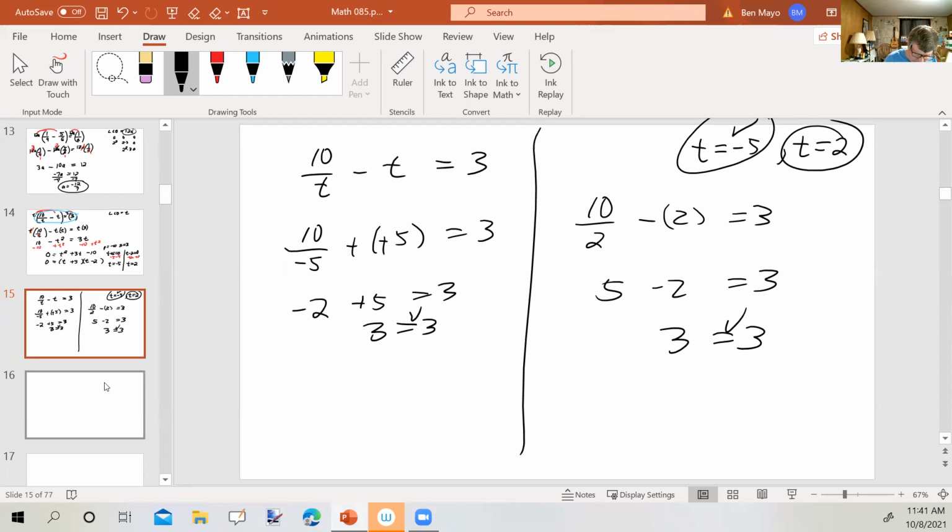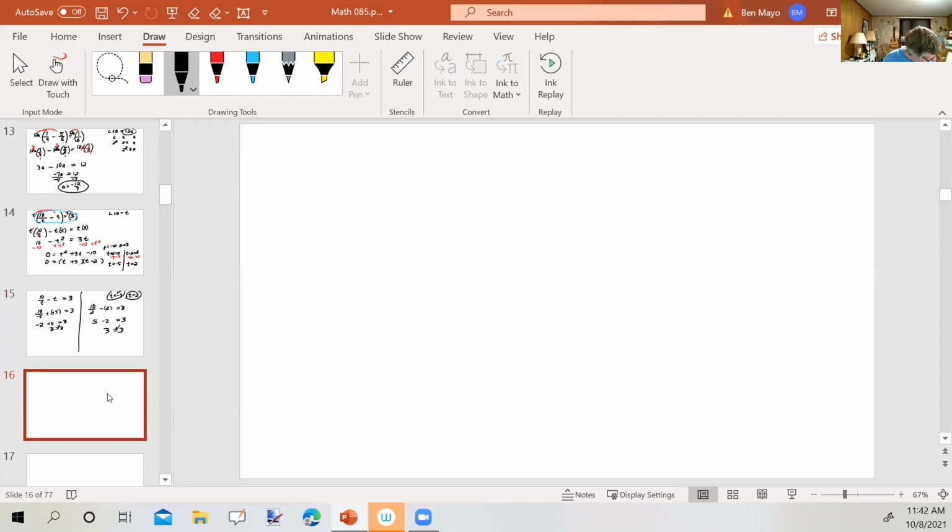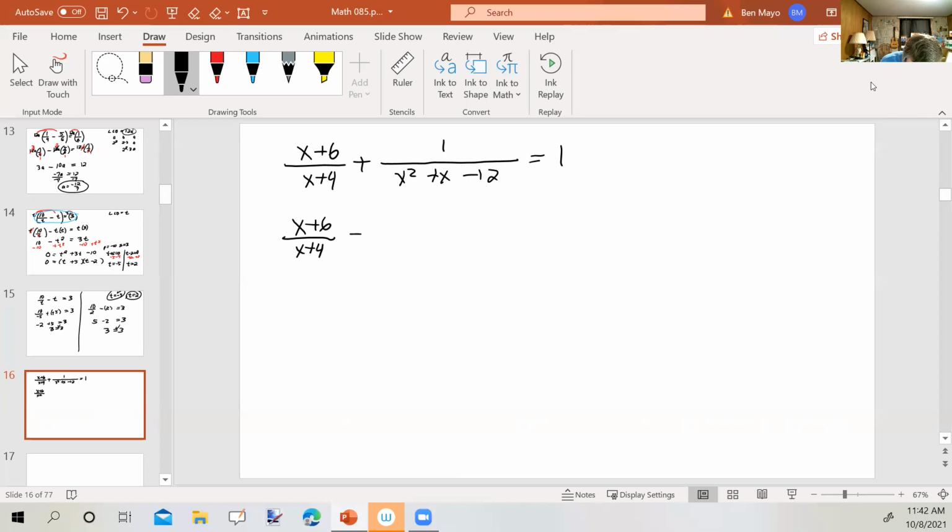Let's do this equation. We have x plus 6 divided by x plus 4, plus 1 over x squared plus x minus 12, equals 1. All right. Now, to find the least common denominator, I need to factor each denominator. So I would have x plus 6 over x plus 4, because I can't do anything more there, plus 1 over x plus 4 and x minus 3, since a plus 4 and a minus 3 gives a product of negative 12 and a sum of 1.